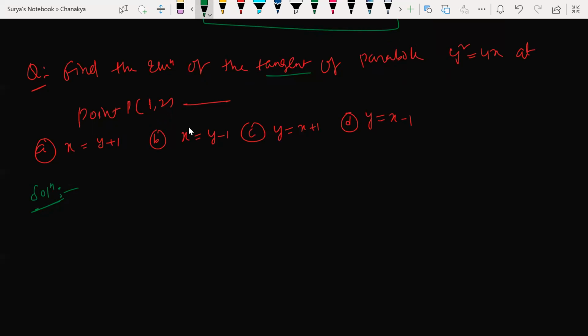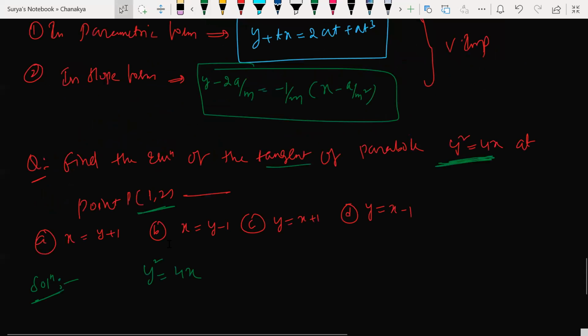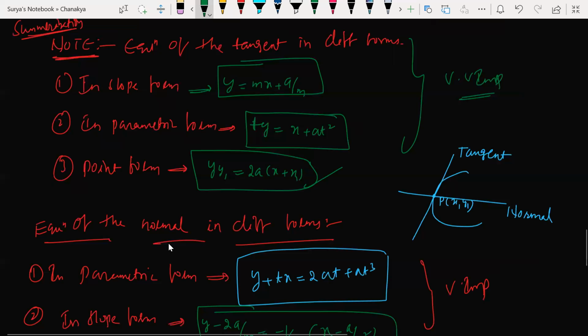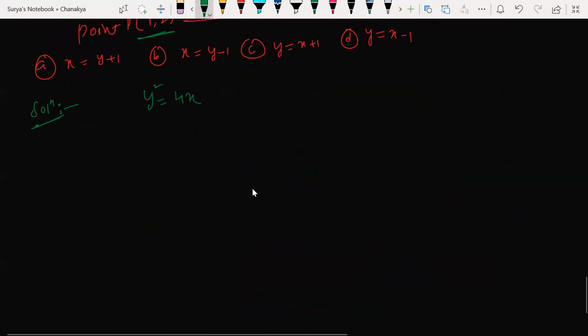What is the parabola given here? y square is equal to 4x. He is asking us to find the equation of the tangent of this parabola in point form. He has given the point. So the equation of the tangent of the parabola in point form is what? y into y1 is equal to a into x plus x1. That's it. Let's substitute that.